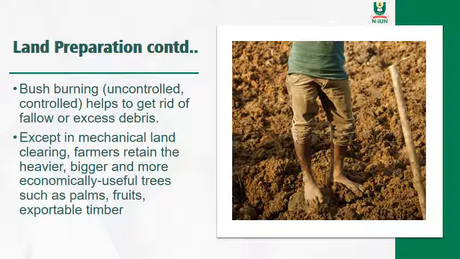And except in mechanical land clearing, farmers retain the bigger trees. You know, when you get a piece of land, you see some trees there that have economic value, like the cola tree, you can see oil palm tree on such land. So you may not remove them because they can still be a source of income to you. So you can save them and use them later.